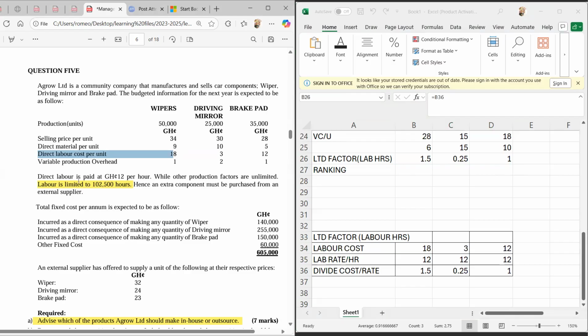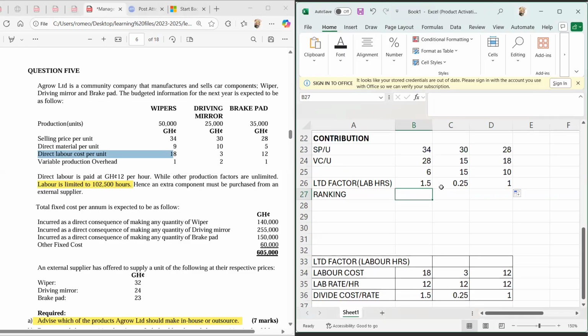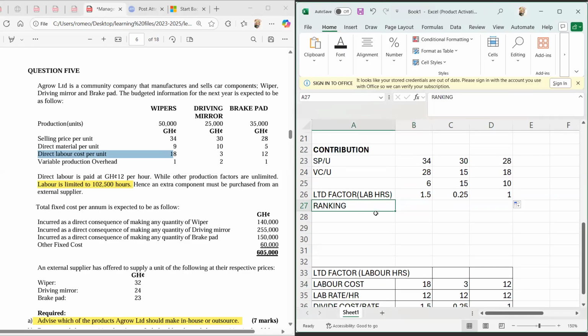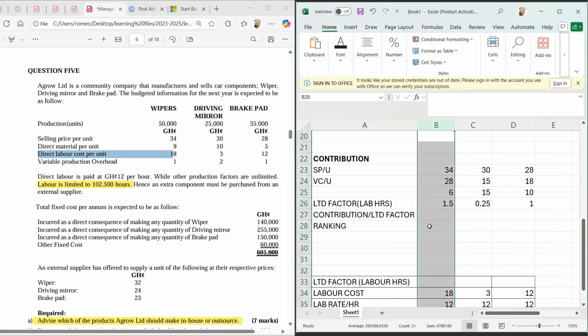And 0.25 was multiplied by 12 to give you 3. 0.25 times 12 will give you 3. Yeah, that's it. So after which, see how you do it over here. So the ranking, this is your limited factor, right? Before you do your ranking, you have to do contribution per limited factor. Sometimes when you are solving, they don't give you, but I'm showing you how you do it. So contribution per limited factor.